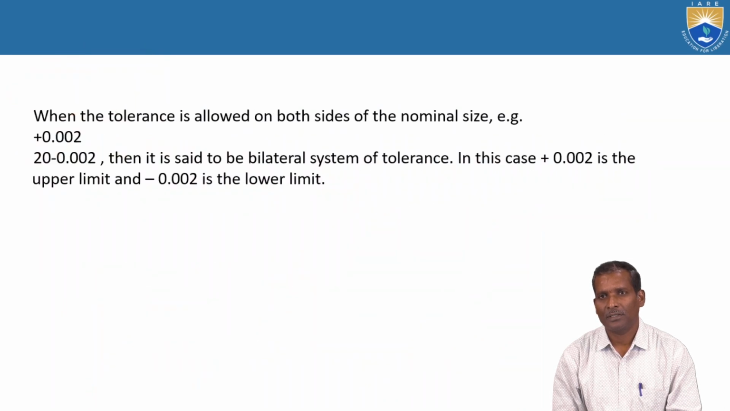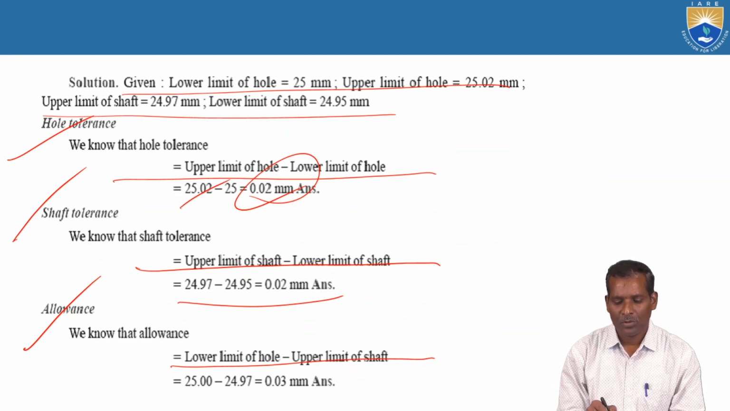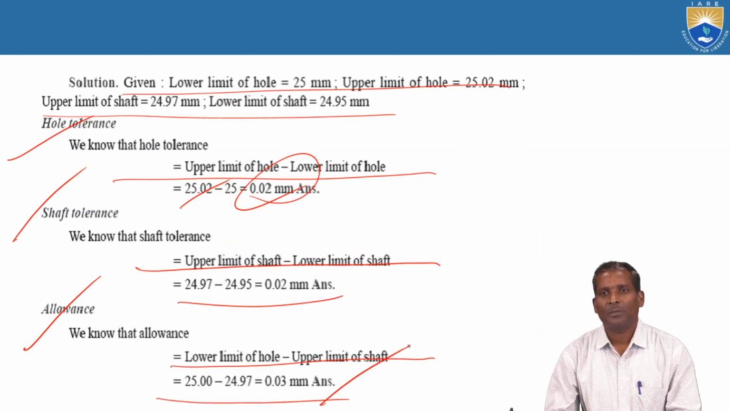So you can find in the previous diagram the allowance, upper limit and lower limit. Okay, next one: lower limit of the hole and upper limit of the shaft, substitute the values, and the obtained value is 0.03 mm. So like this you need to calculate.